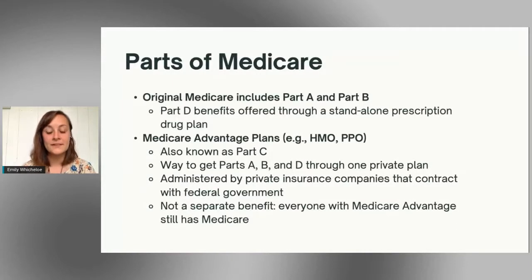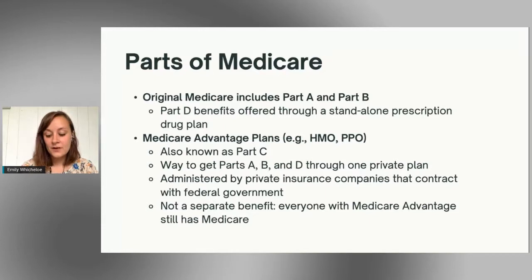So, more specifically, Original Medicare includes Part A, the hospital insurance, and Part B, the medical insurance. If you need prescription drug coverage, you can get it through what's known as a standalone Part D plan or a standalone prescription drug plan. That's how you would get your Part D benefits.